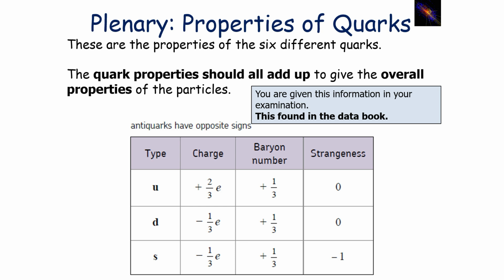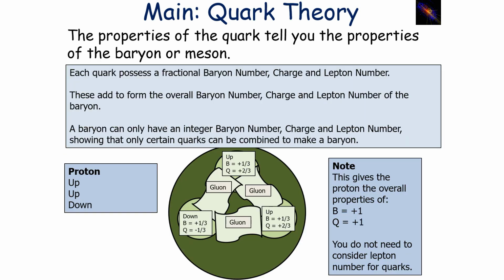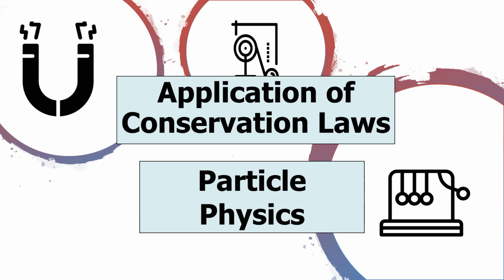Again, please remember the quark properties should all add up to give the overall properties of the particle. So here's an example of us doing that. The properties of the up and the down add together to give the properties of the proton. Again, this is shown here. So finally, let's now have a look at the application of the conservation laws.